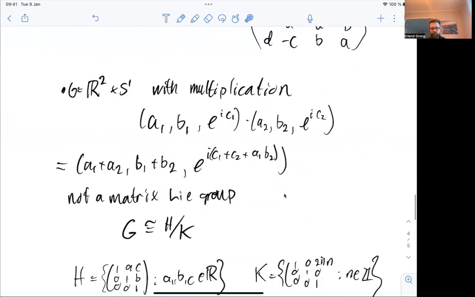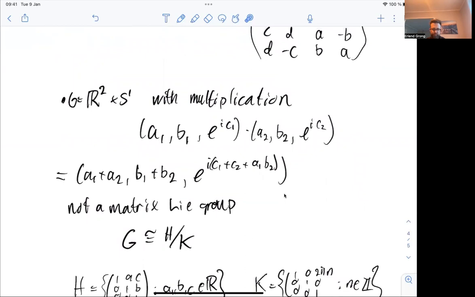And then finally, we talked about the fact that there are some Lie groups that are not matrix Lie groups. So for example, we could take R2 cross the circle, seen as the unit circle in the complex plane, where we take the group operation that we add the first two, and then in the last one, we take c1 plus c2 plus a1 times b2.